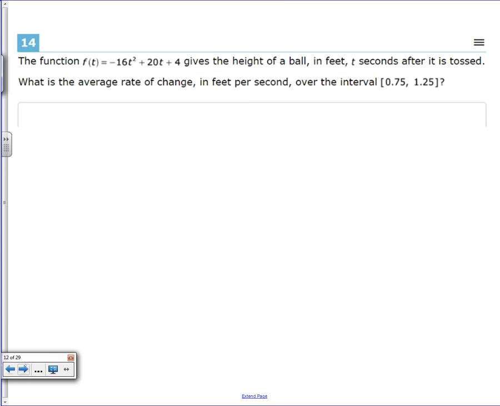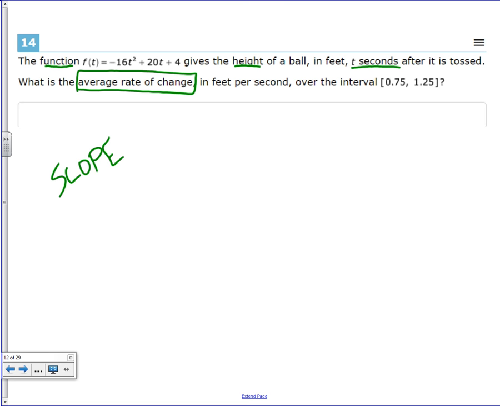Number 14, the function f of t equals -16t squared plus 20t plus 4 gives the height of a ball in feet t seconds after it is tossed. So right off the bat, t stands for seconds. The function tells us the height. What is the average rate of change? Folks, we are finding slope.